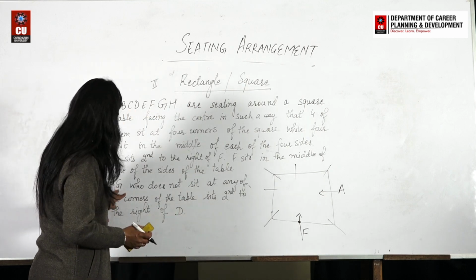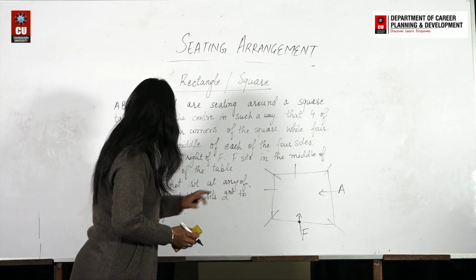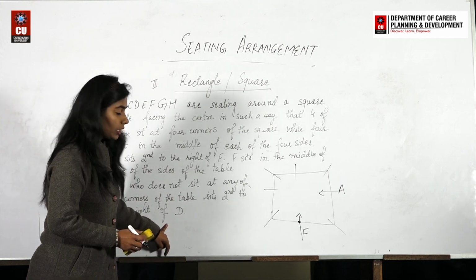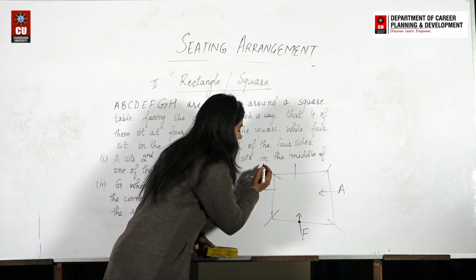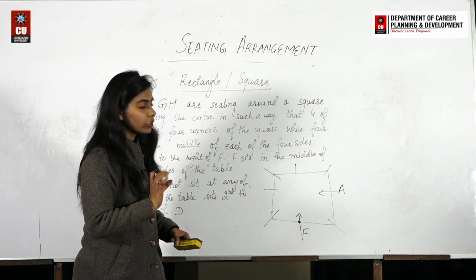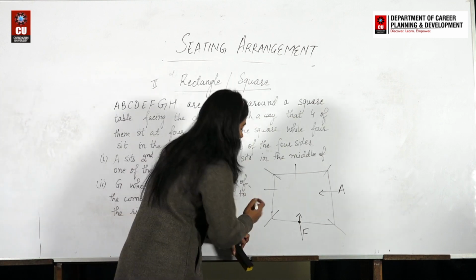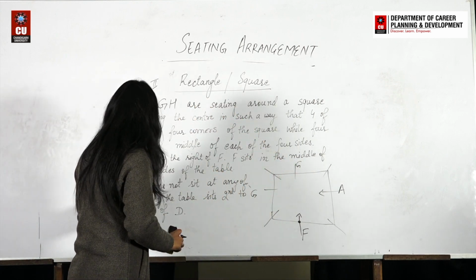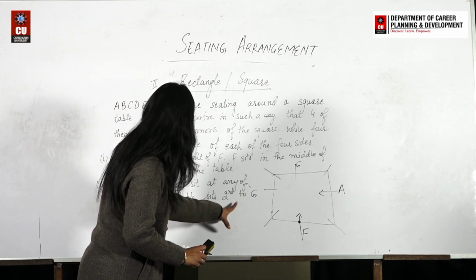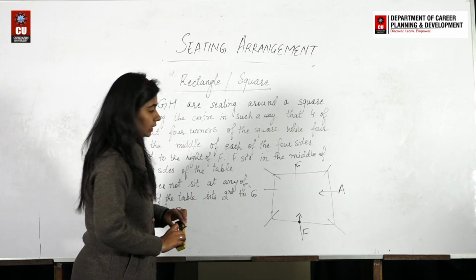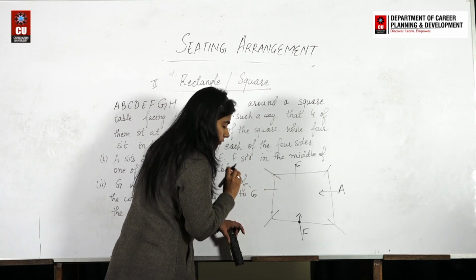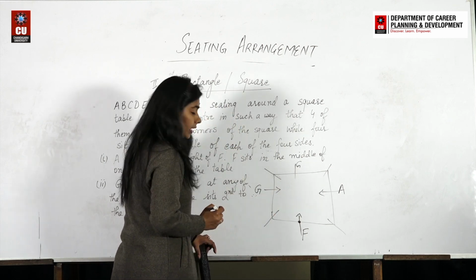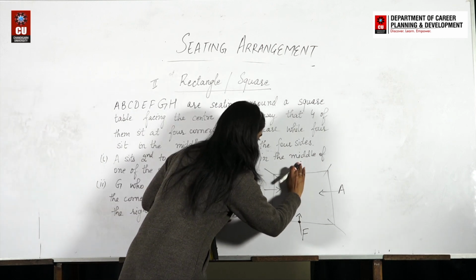Now the second statement says G, who does not sit at any of the corners of the table, sits second to the right of D. G, we are not going to place in any of the corners. So the positions of G will be here or here. Statement says G sits second to the right of D. If we place G here, D will be here.